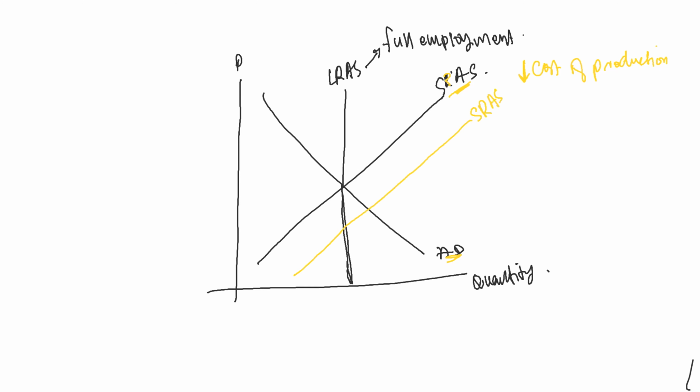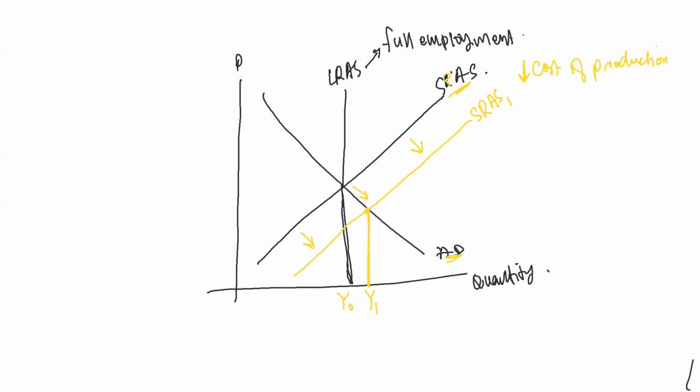So it goes here. In the short run, your output has increased. The quantity that is being supplied has increased. Right? Now, why is the long run not being affected? The fall in cost of production might be because there are new resources that were discovered, or maybe cheaper labor was available. That is why in the short run, our cost of production has fallen.